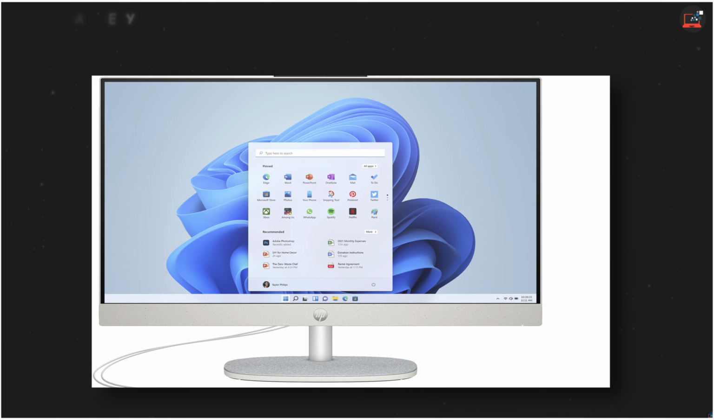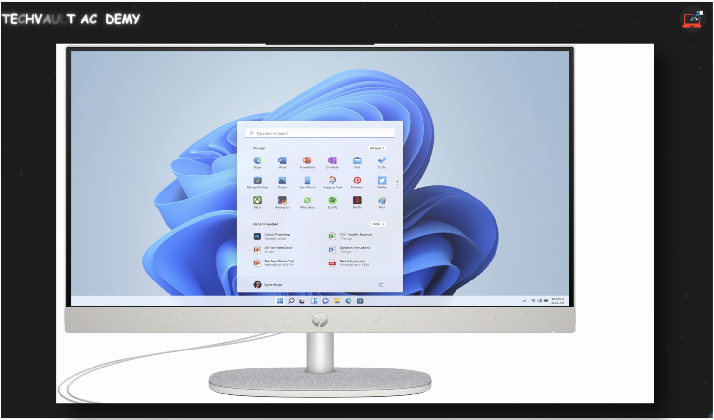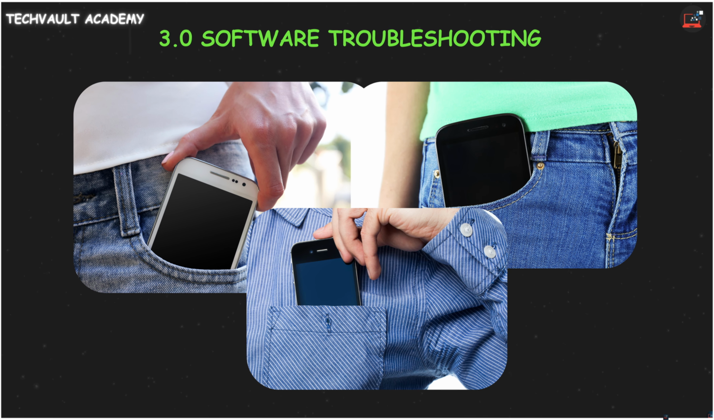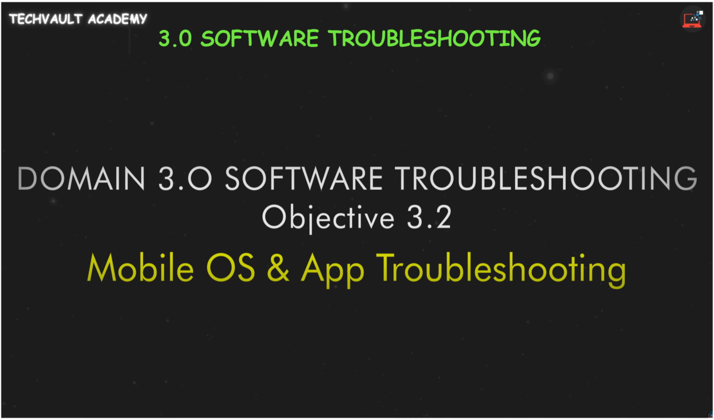We've just covered the most common issues you'll face on a Windows desktop. But these days, our most used computers are the ones in our pockets. Troubleshooting mobile devices presents a unique set of challenges. This is your rapid-fire review of Objective 3.2, Common Mobile OS and Application Issues.